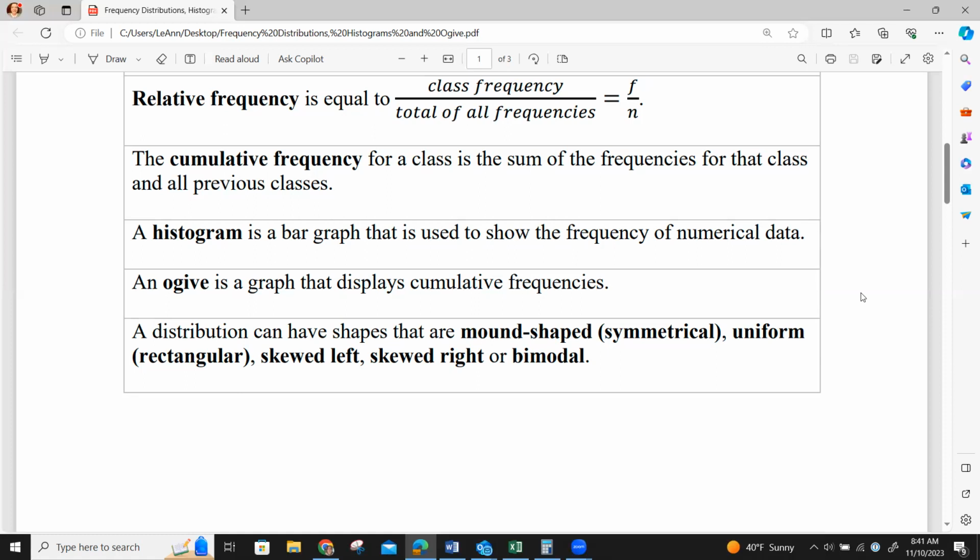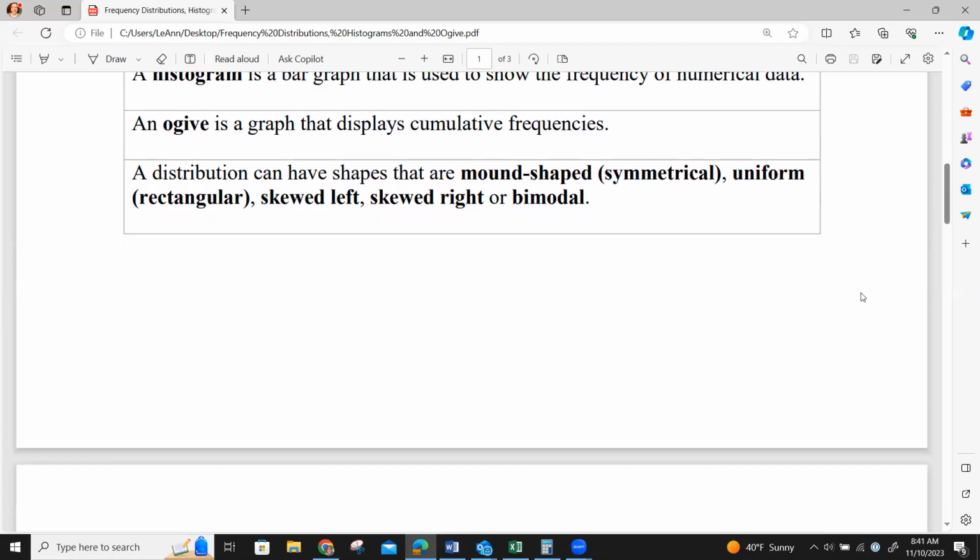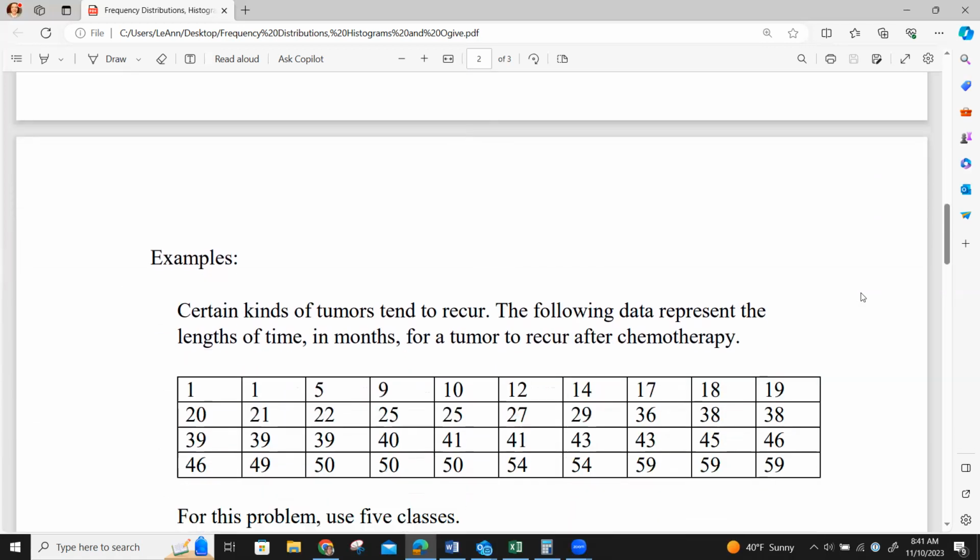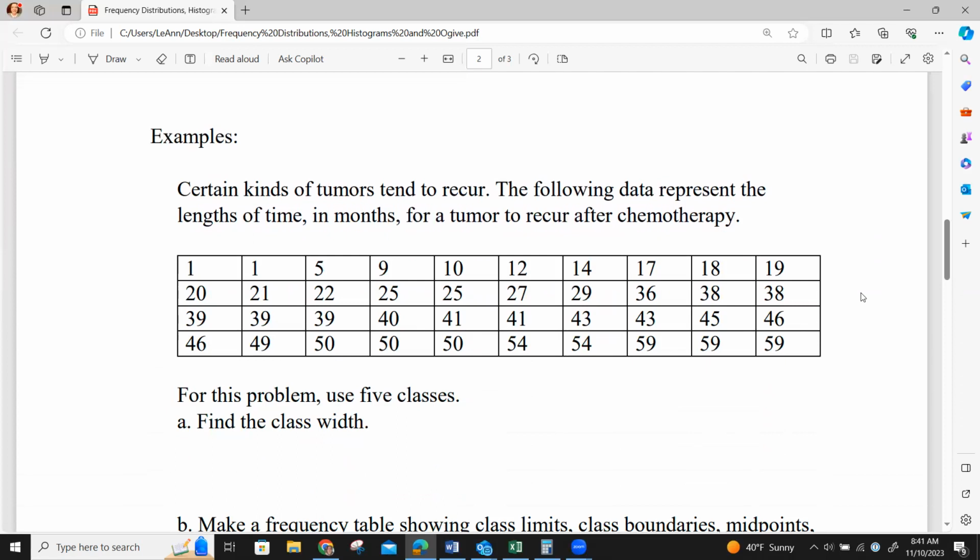And then you could have multiple peaks, or multiple modes, essentially in the frequency. Bimodal data would be two distinct peaks that are very high. You could have multimodal, but we're only going to mainly see bimodal. So let's look at an example to tie all of these definitions together. So we have certain kinds of tumors that tend to reoccur.